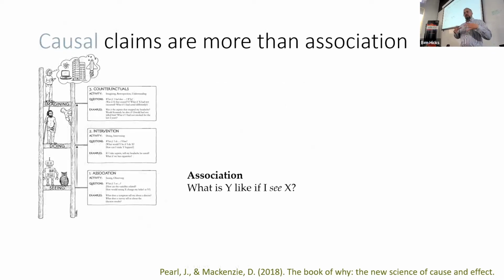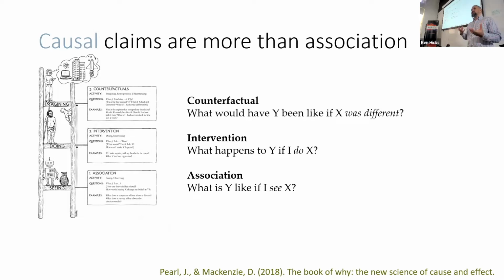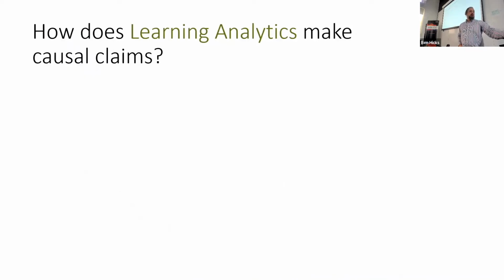So I guess the take home is that these causal claims are about more than just statistical association. They're more than just seeing patterns in the data. So I want to turn now to, well, how is learning analytics making claims about causality? And by and large, they are not.